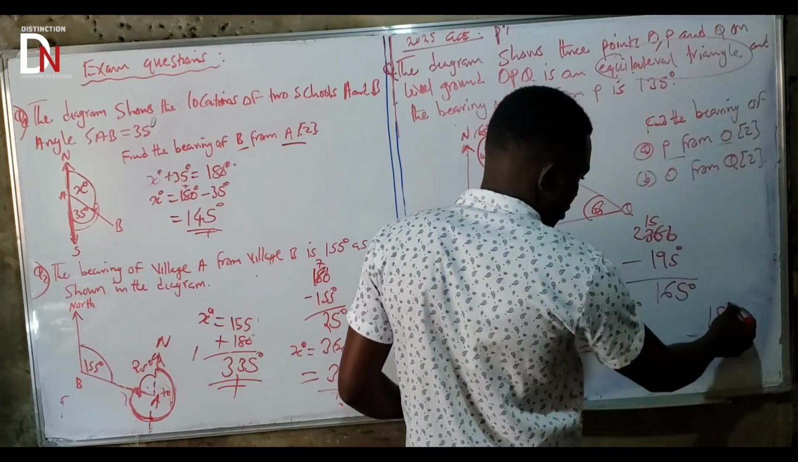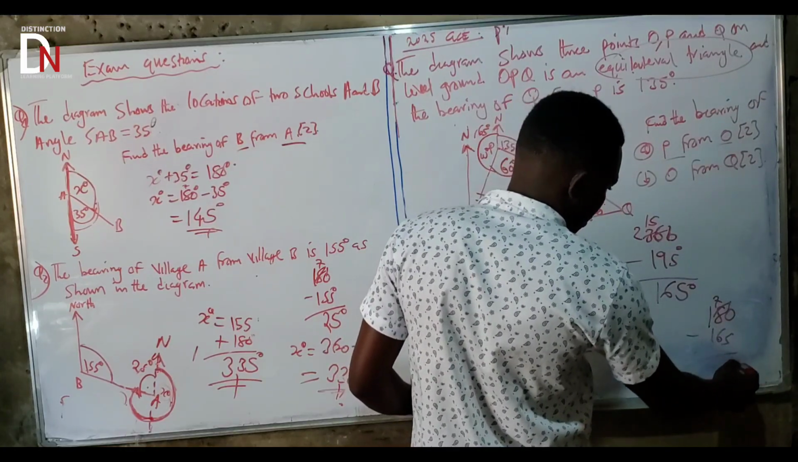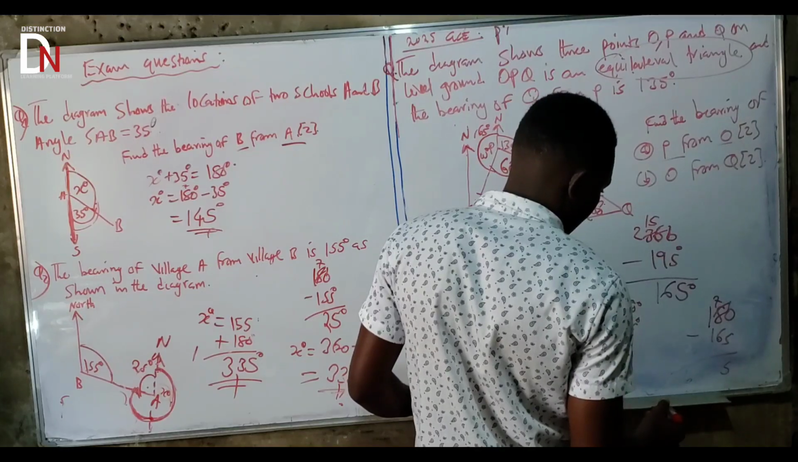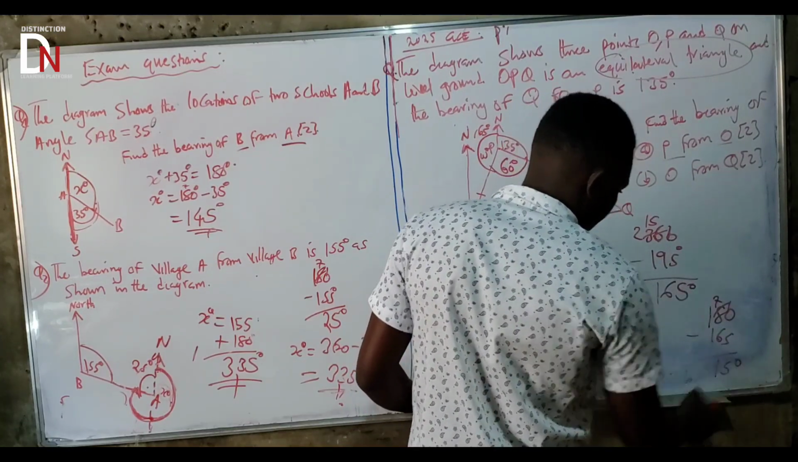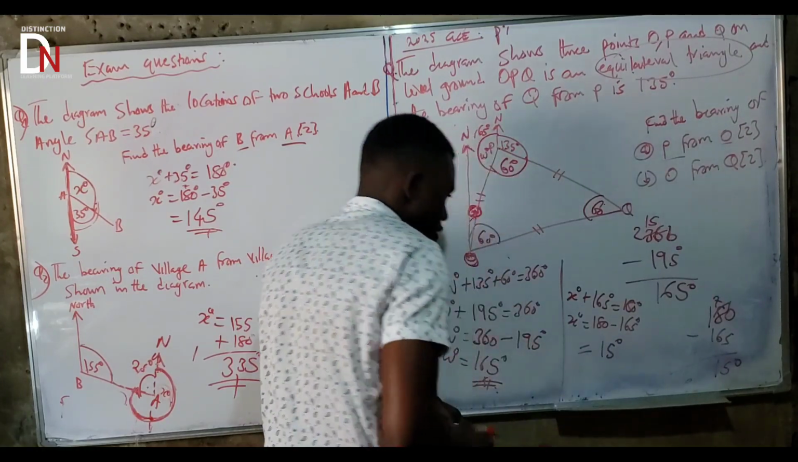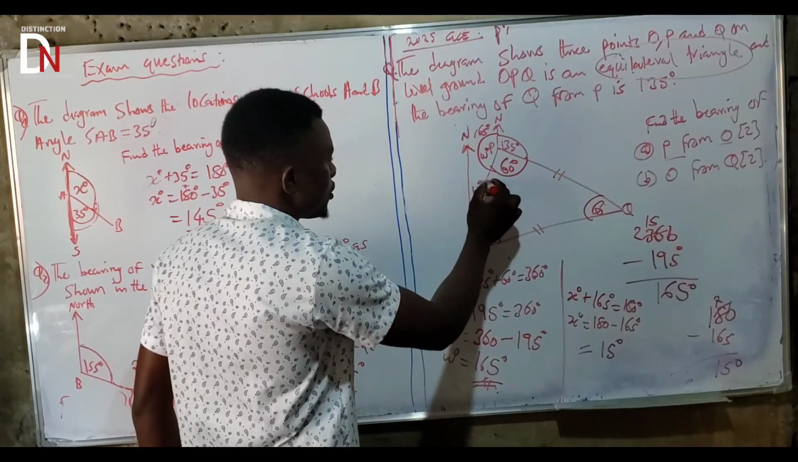So this becomes 7. This is 10. 10 minus 5, this becomes 5. Then 7 minus 6, this becomes what? So this is 15 degrees. So the whole of this angle is just 15 degrees.